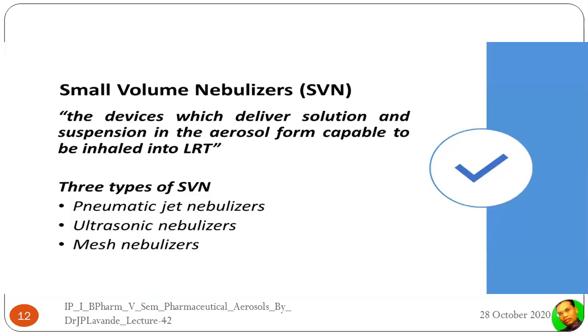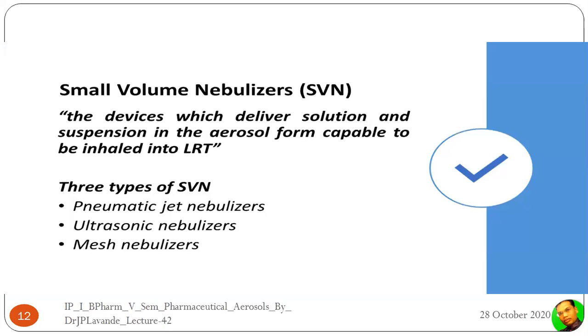As far as small volume nebulizers are concerned, these are devices which deliver solution and suspension in aerosol form, capable of being inhaled into the lower respiratory tract. You can see it is the small volume nebulizer, where the volume is associated with liquids. That's why these devices deliver either solutions or suspensions.